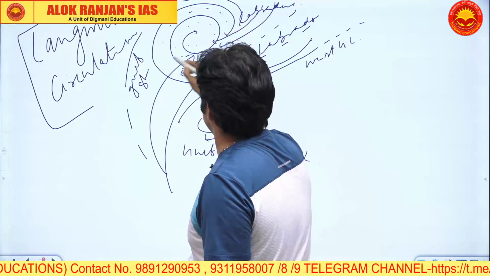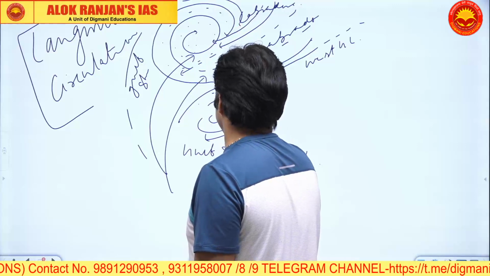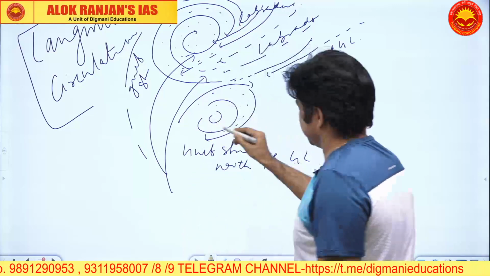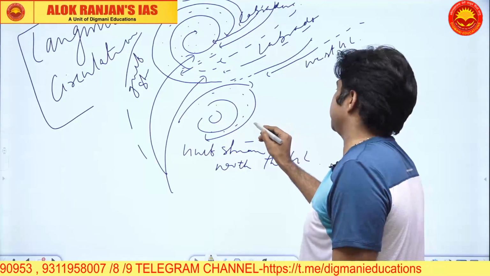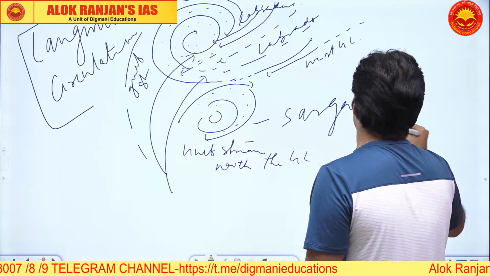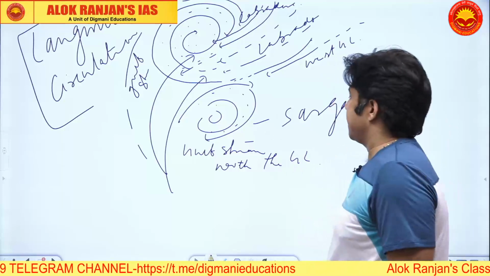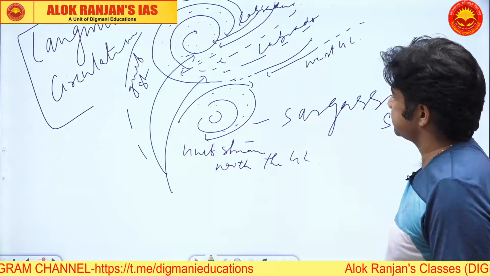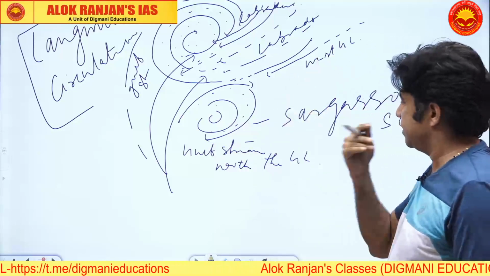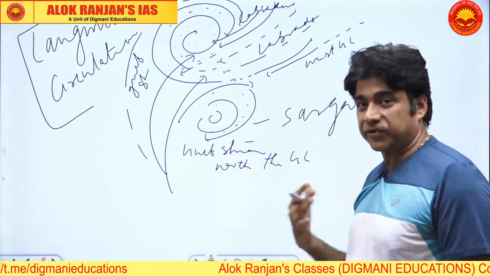This is a fishing belt. This also may have the fishing belt. No, this part is not the fishing belt. This part will finally form the Sargasso Sea. This is the returning water of the Gulf Stream, which actually forms the Sargasso Sea.